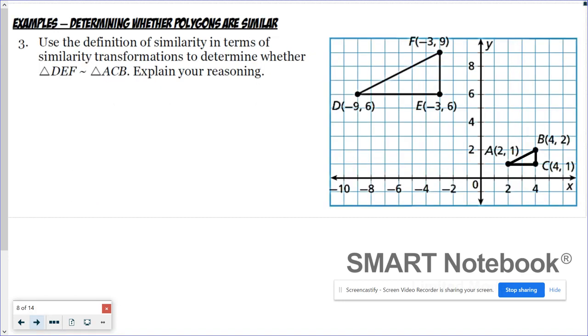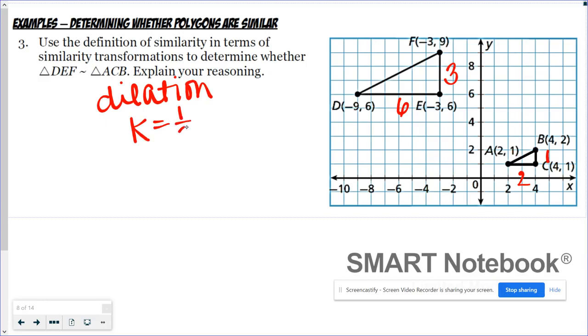Use the definition of similarity in terms of similarity transformations to determine whether triangle DEF is similar to triangle ACB. Explain your reasoning. So the first thing I notice is that triangle DEF has a base of 6 units and a height of 3 units. Triangle ACB has a base of 2 and a height of 1. So clearly there's a dilation that reduced this triangle, okay? And I'd say by a scale factor of 1/3.